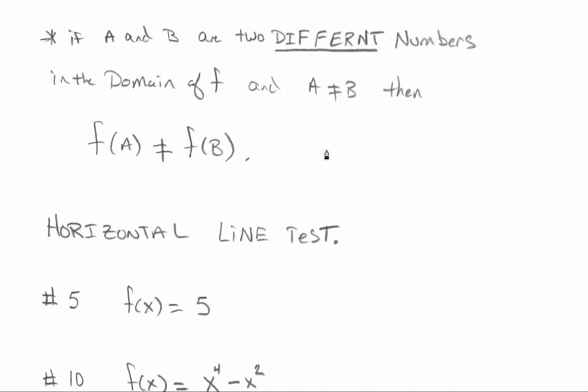So let's say that another way. If a and b are two different numbers in my domain, so they're not the same number, so a is not equal to b, then when I plug a into my function and I plug b into my function, I don't get the same output. So f of a doesn't equal f of b, and that's true for any two numbers of my entire function.